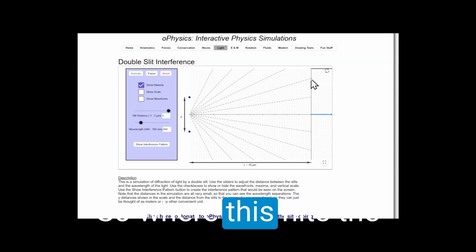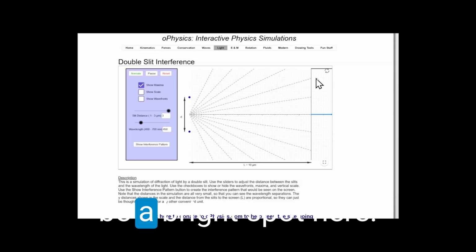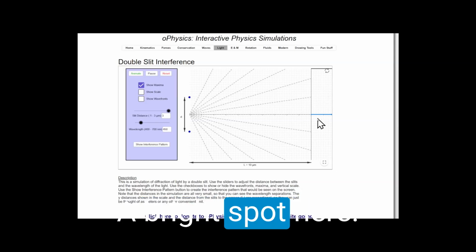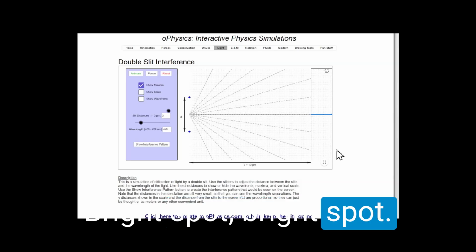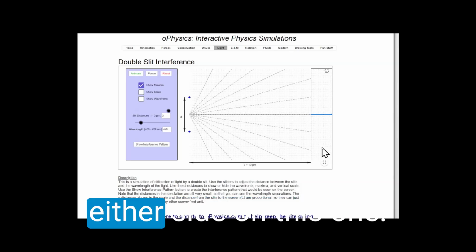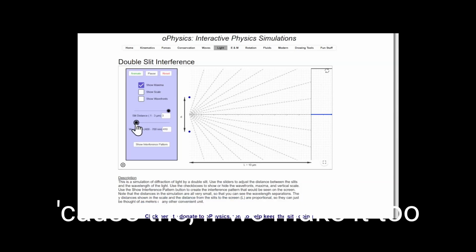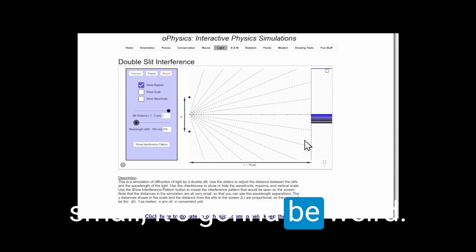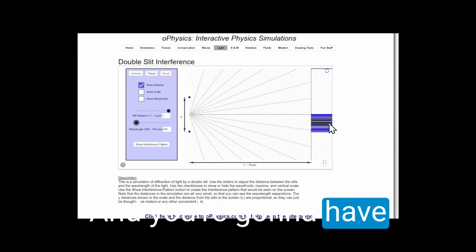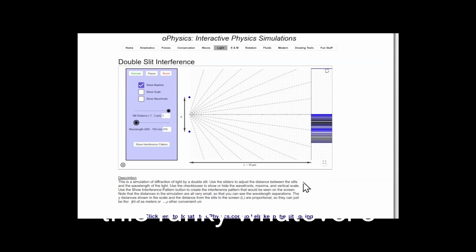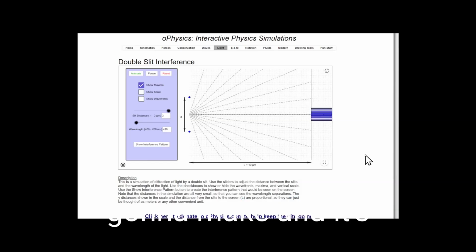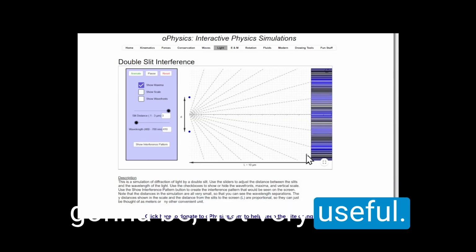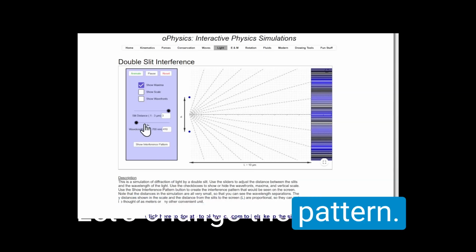So where this hits the screen here, there's going to be a bright spot here, a bright spot here. This is going to be the central bright spot, bright spot, bright spot. There's only room for 2 either side on this one, because if we make it too small, it's going to look weird, and it's going to be not very useful. So let's change the pattern.